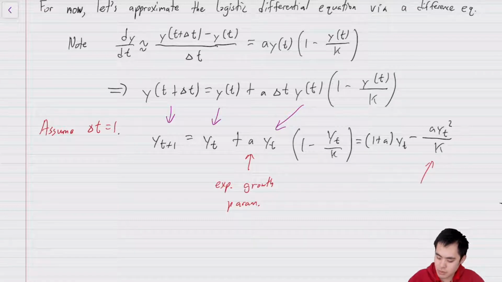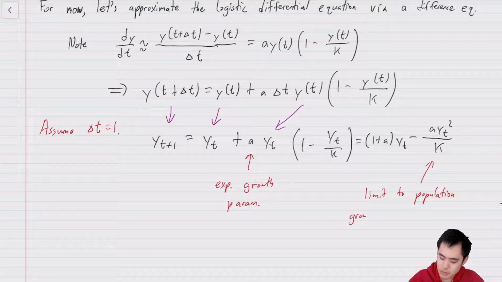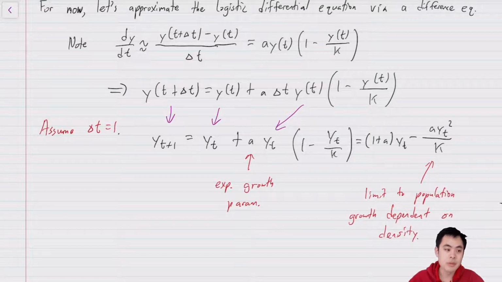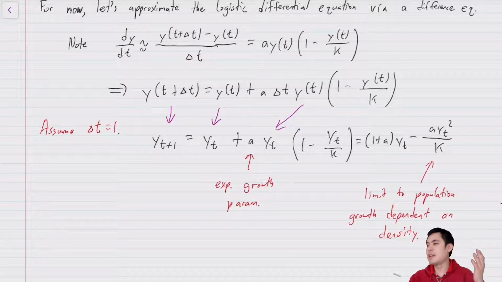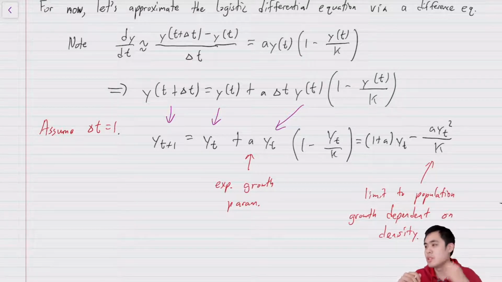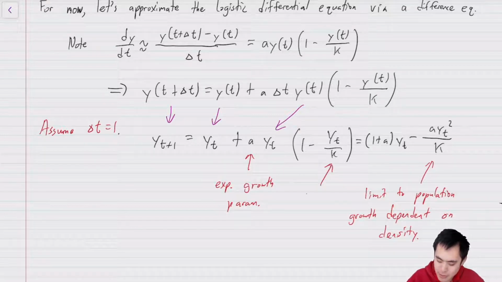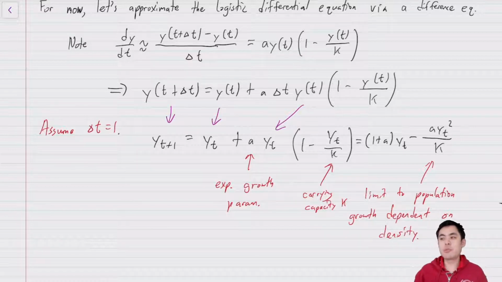So limit to population growth dependent on density, on something called density. So basically, how dense are the number of individuals in our population? And when you have too many of them, well, then the population grows more slowly. Now, note that this has a couple different variables, right? We also have this carrying capacity variable here. That's still there. The K. And so we have two different parameters that control this approximate logistic difference equation.